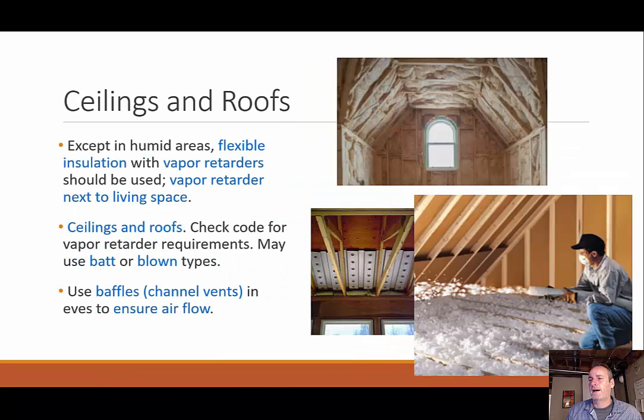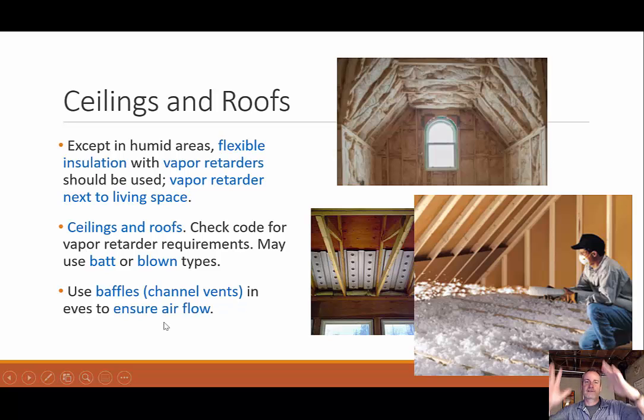Ceilings and roofs, we want to use this flexible insulation. Once again, it can mold around. I can see this flexible going around this little cathedral ceiling here. Vapor retarder should also be used, and once again, next to that living space, we see a recurring theme here. Check code for vapor retarder requirements. May use batt or blown type of insulation, and use baffles, channel vents in the eaves to ensure airflow.